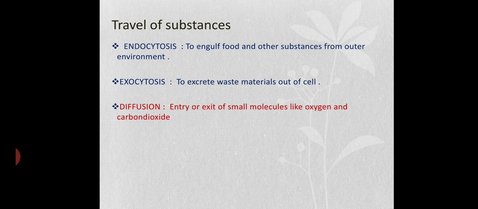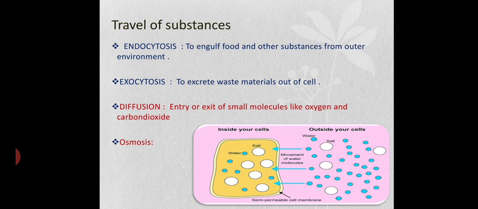Diffusion is entry or exit of small molecules like oxygen and carbon dioxide, means it's working with gases. Entry or exit of gases is known as diffusion. Next is very important, which is osmosis. Osmosis is traveling of water from a part with more water to the part with less water through the selectively permeable membrane. Now this selectively permeable membrane is nothing but the plasma membrane.